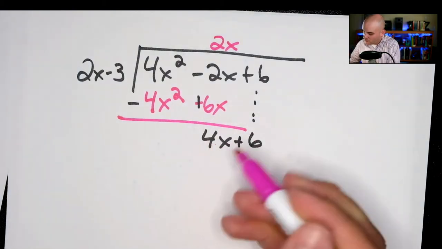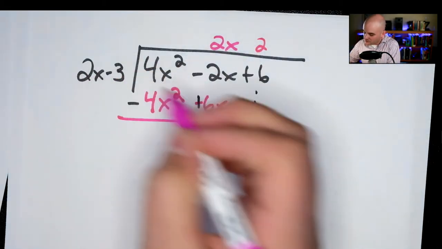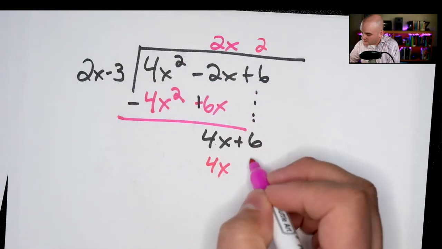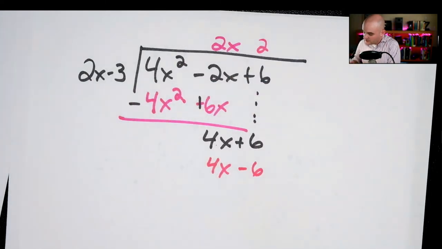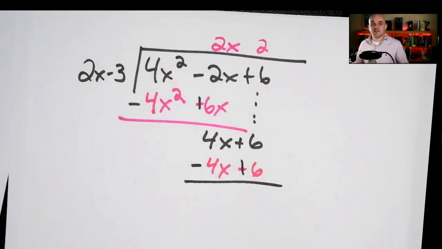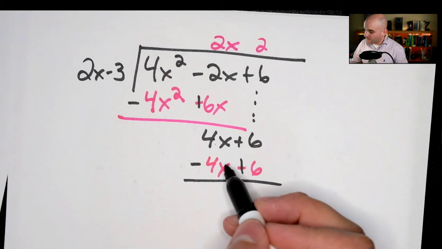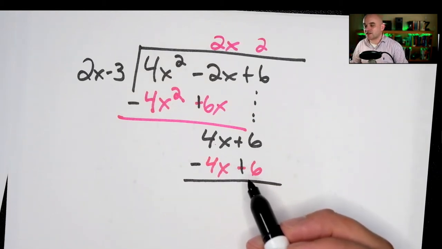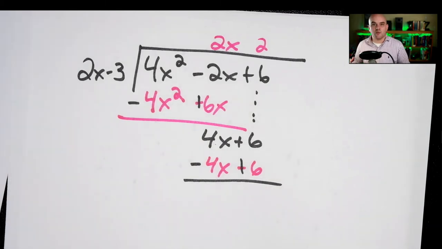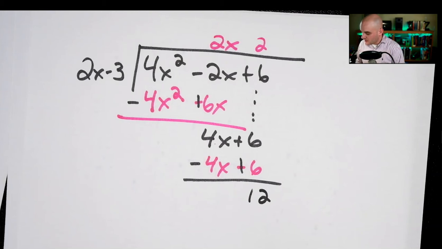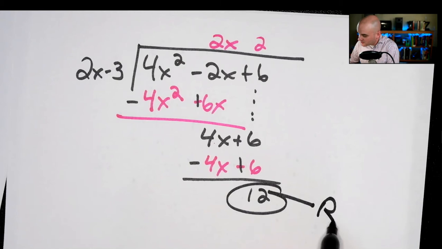2x will go into 4x twice. 2 times 2x is 4x. 2 times negative 3 is negative 6. Don't forget that we need to flip the signs and add. And remember, the only reason why I'm saying flip and add is it's the same thing as subtracting here. So when I say 4x minus 4x, I get 0. When I say 6 minus a negative 6, it's the same thing as adding 6. It's just easier for me to think of it as flip the signs and add. So when I do that, I get 12 right here. And then 2x will not divide into 12 evenly because there's no x term there. So this right here is my remainder.